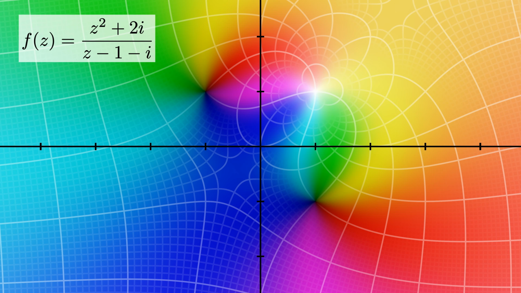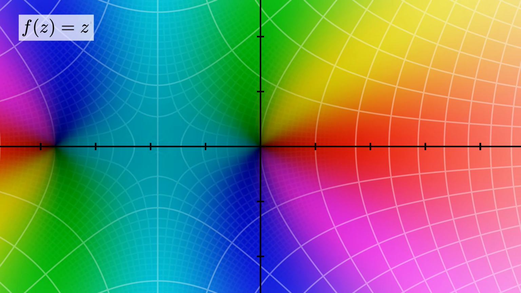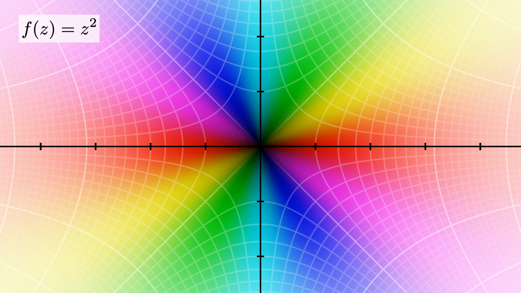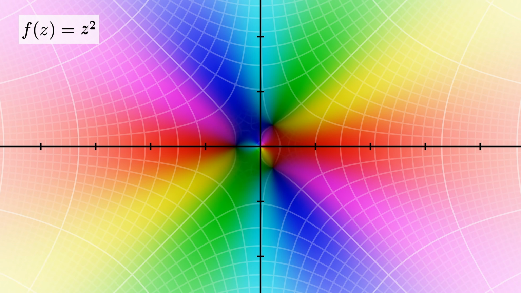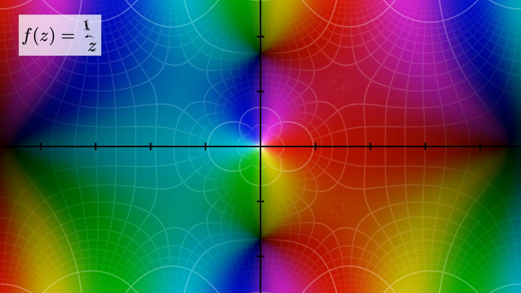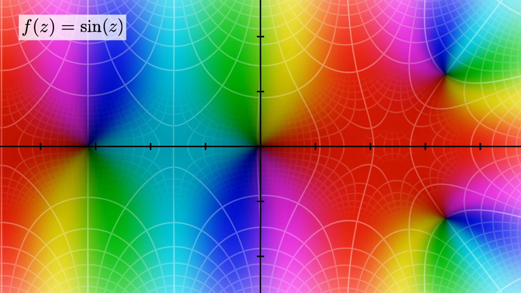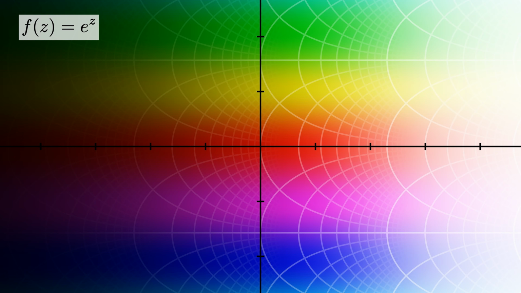Let's quickly take a look at some familiar functions. Here's the identity function. Pretty boring. Here's z squared. A little more interesting. And here's 1 over z. This is what sine looks like. And here's the exponential function.